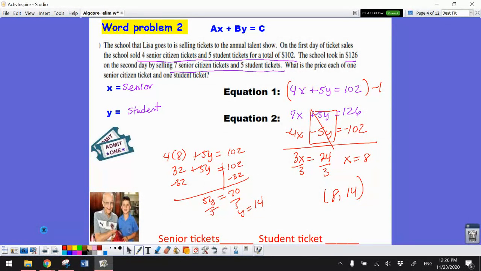Okay, so I need to figure out what is the price of a senior ticket. Well, let's go back. Senior said X. So my X value is 8. So the cost of a senior ticket is $8. The cost of a student ticket is $14.